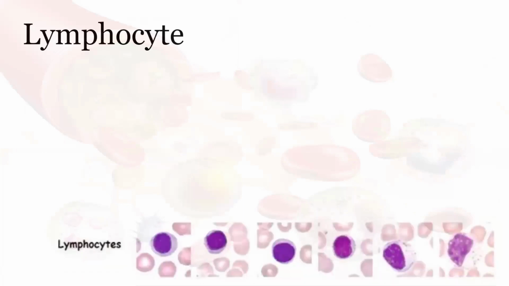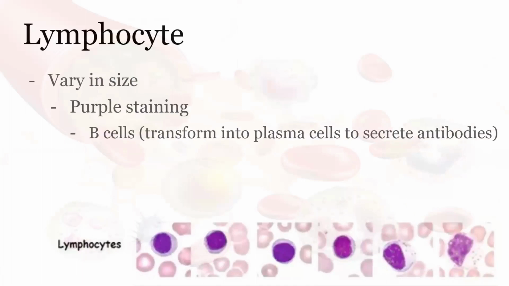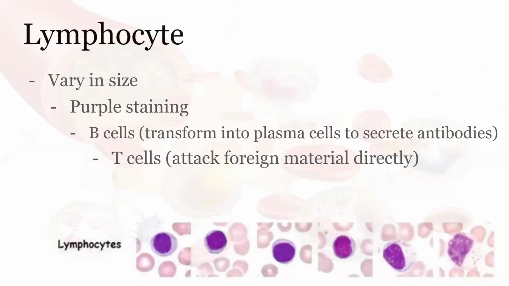Lymphocytes. This is how it looks. Lymphocytes vary in size. It's purple staining. Lymphocytes can be further categorized into B cells and T cells. The B cells transform into plasma cells to secrete antibodies. The T cells attack foreign material directly.